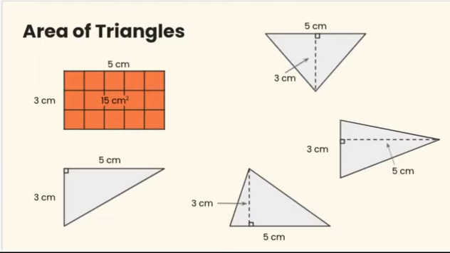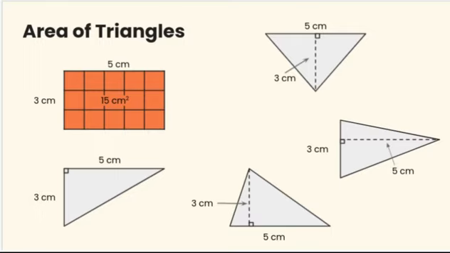Hi everyone. Today we're going to use what we know about finding the area of rectangles to make sense of finding the area of triangles. On the screen, you can see an orange rectangle that has side measures 3 centimeters and 5 centimeters. The area of this rectangle is given inside, and that is 15 centimeters squared. We know that is true because 5 centimeters times 3 centimeters equals 15 centimeters squared.